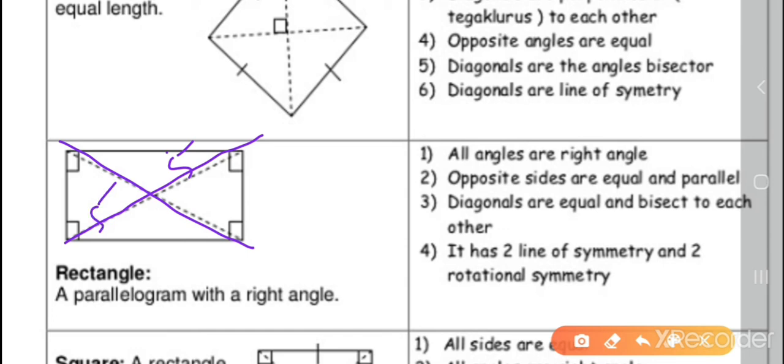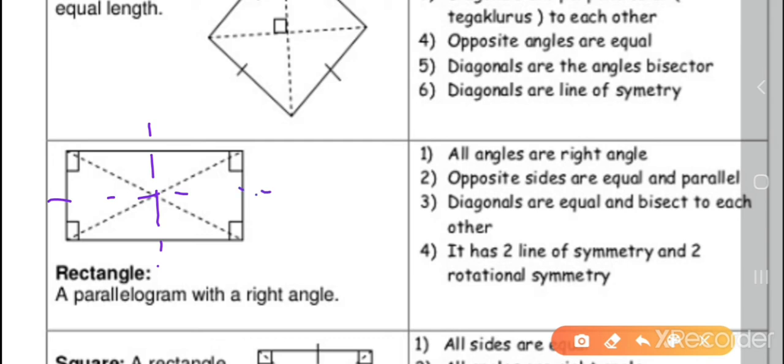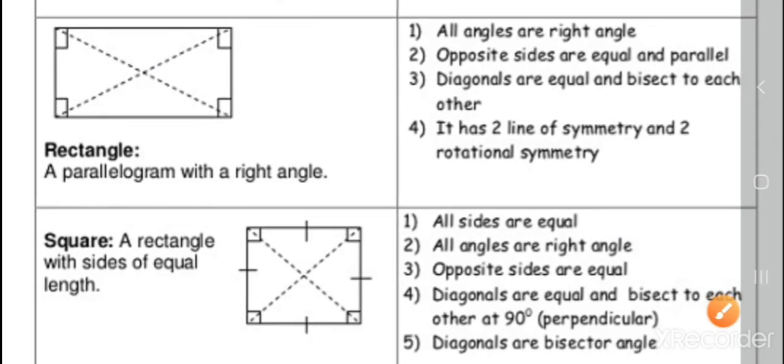5. It has two lines of symmetry and two rotational symmetries, which you have learned before in 6th standard. Two lines of symmetry. It can have a line of symmetry like this, and also it can have a line of symmetry like this.